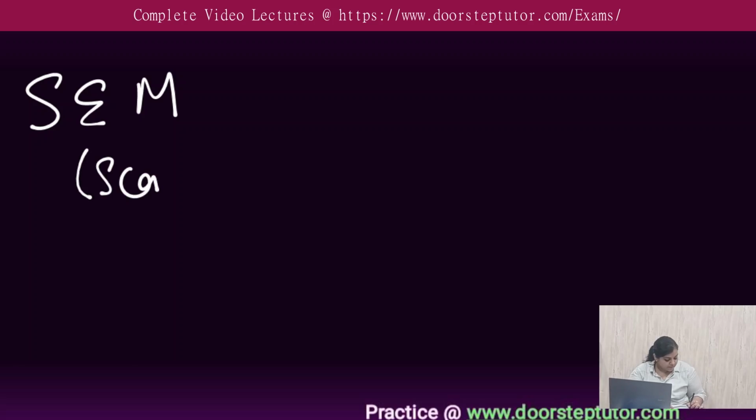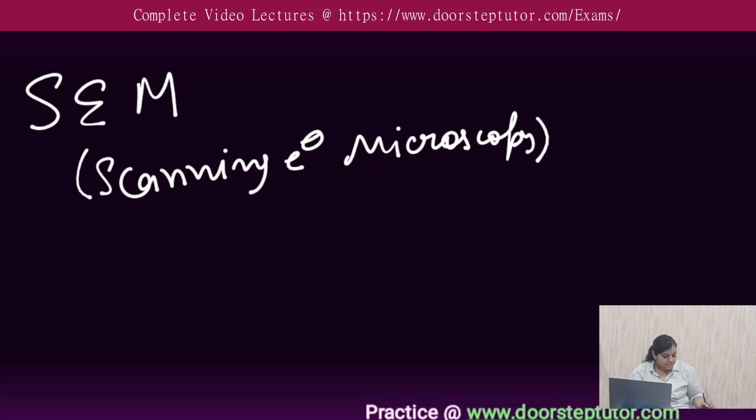So the first technique we are going to start with is your SEM, which is basically the scanning electron microscope. Okay, so the first technique is my SEM. It stands for scanning electron microscopy. This process is called microscopy, and the instrument being used is called the scanning electron microscope. I told in the last class that it is basically used to study the surface morphology of nanomaterial particles.